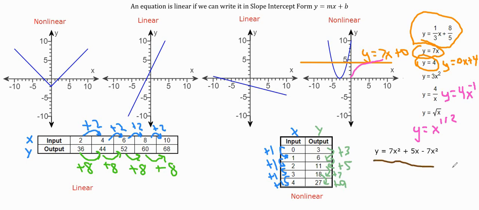Note, if you were given something like y equals 7x squared plus 5x minus 7x squared, we need to simplify it first before you establish that it's linear or nonlinear. So the 7x squared minus 7x squared is 0, kind of goes away. So we're left with y equals 5x, and that would be linear.